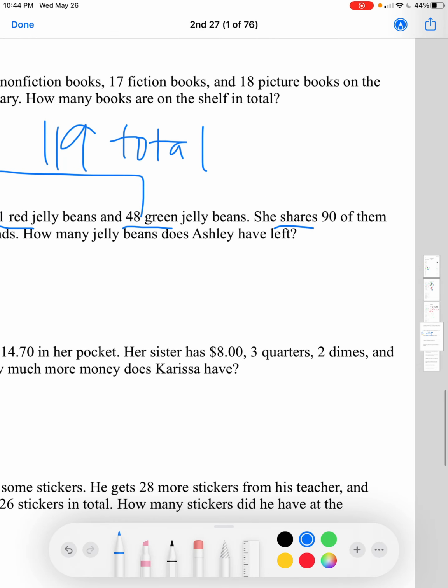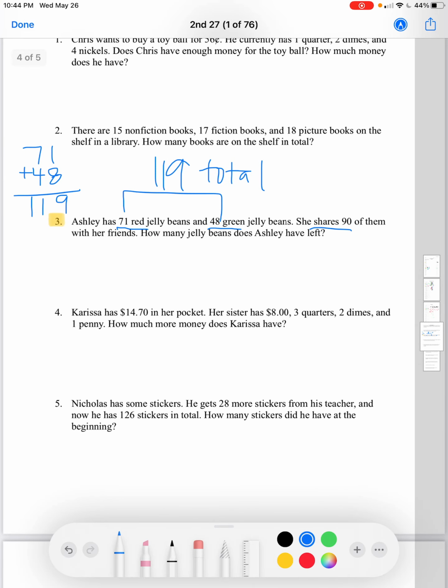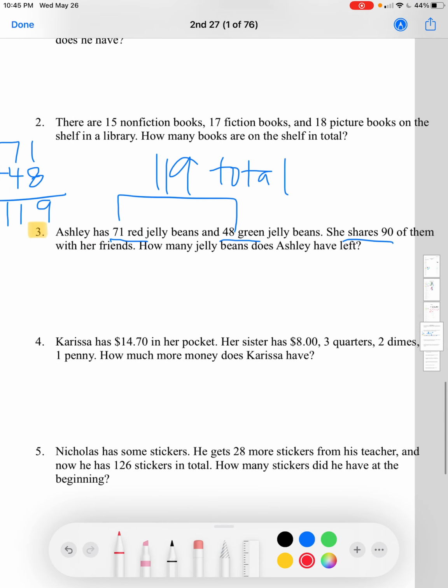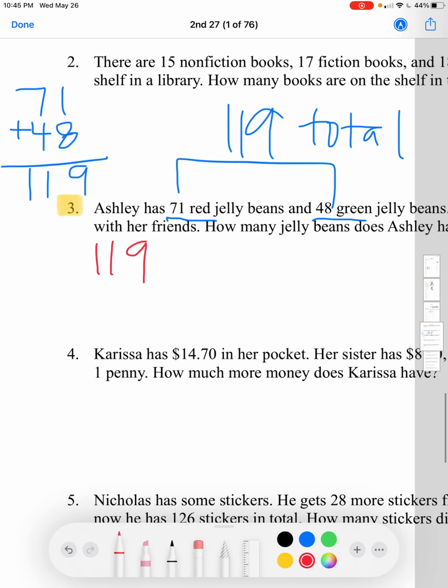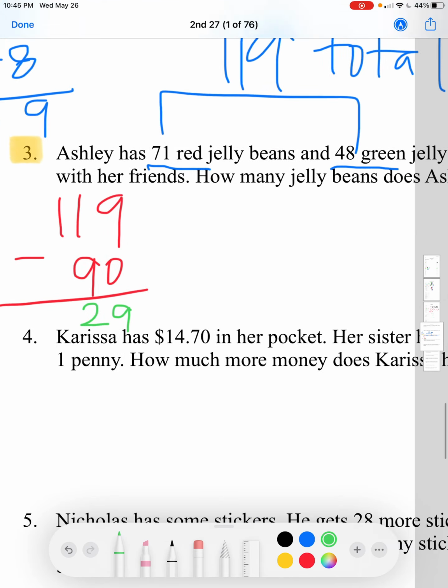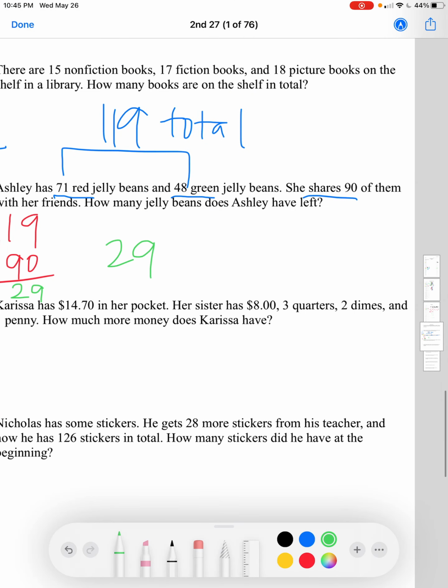And then she shares 90 of them. So that means she's giving them away. So we'll have to do subtraction. See that right here, 119. That's her total, subtracting how much she gives away. 9 minus 0 equals 9. 11 minus 9 equals 2. So she has 29 jelly beans left. And that's it.